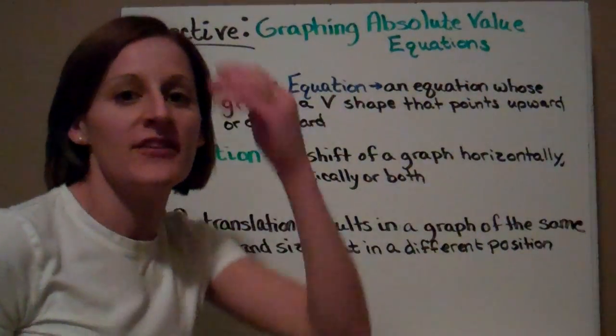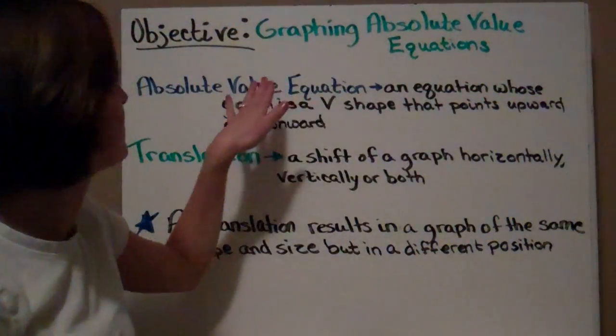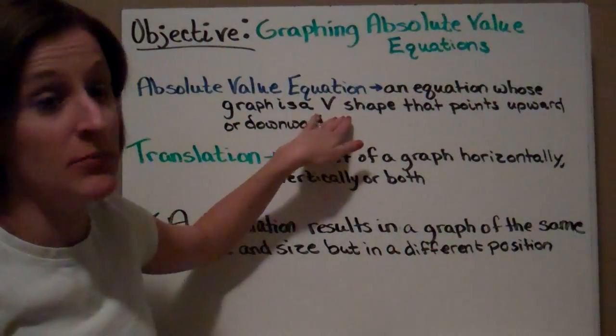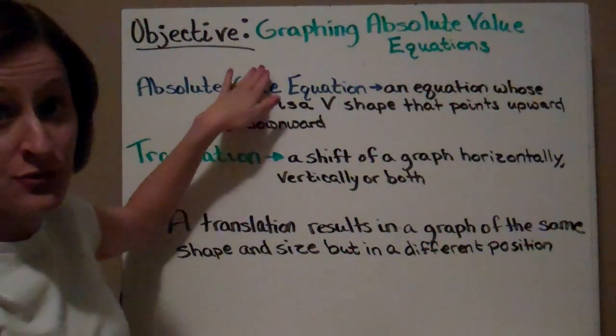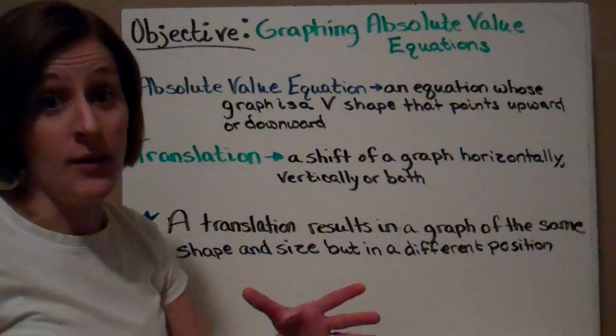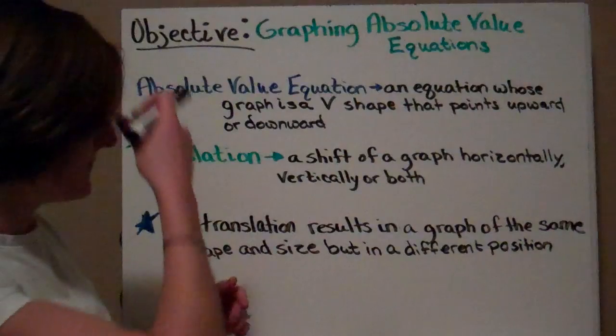Alright, let's look at graphing absolute value equations. An absolute value equation is an equation whose graph is a V shape, hence absolute value V, that points upward or down. So it can be an upside down V or a right side up V.